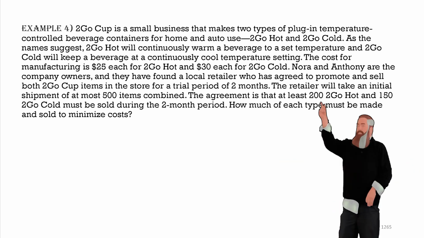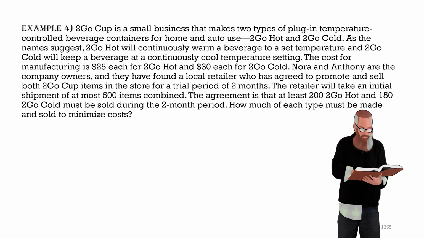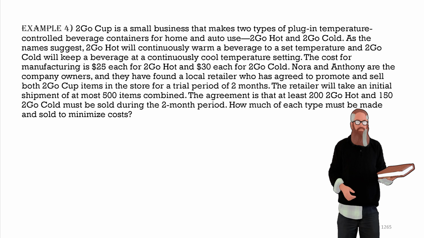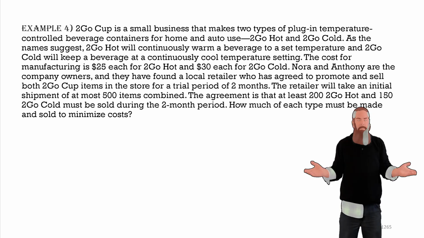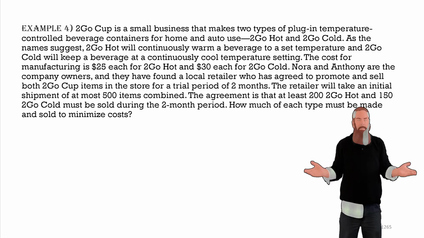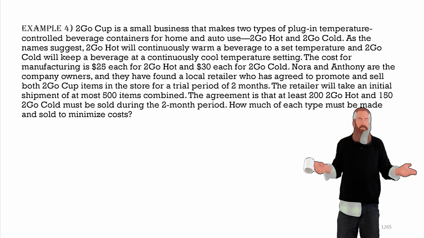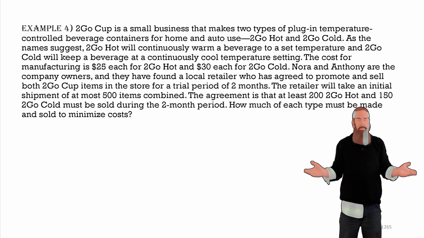Let X represent the number of To-Go Hot containers made and Y represent the number of To-Go Cold containers made. So the objective function is C = 25X + 30Y. The constraint is that X + Y must be less than or equal to 500, and that X must be greater than or equal to 200 and Y must be greater than or equal to 150.